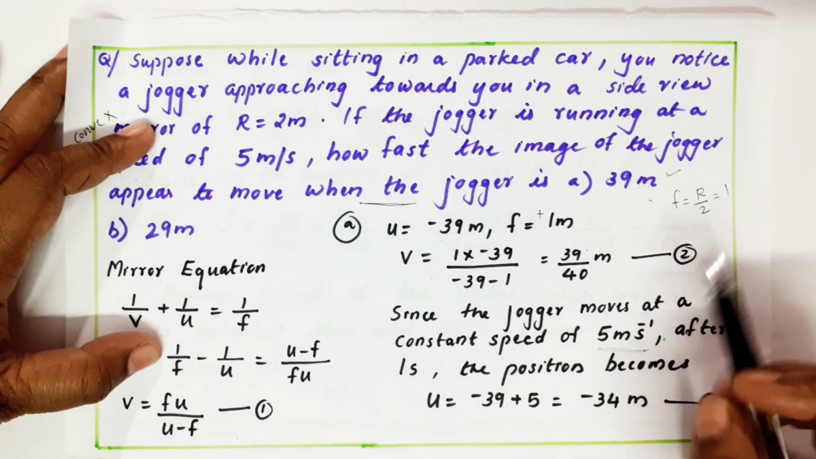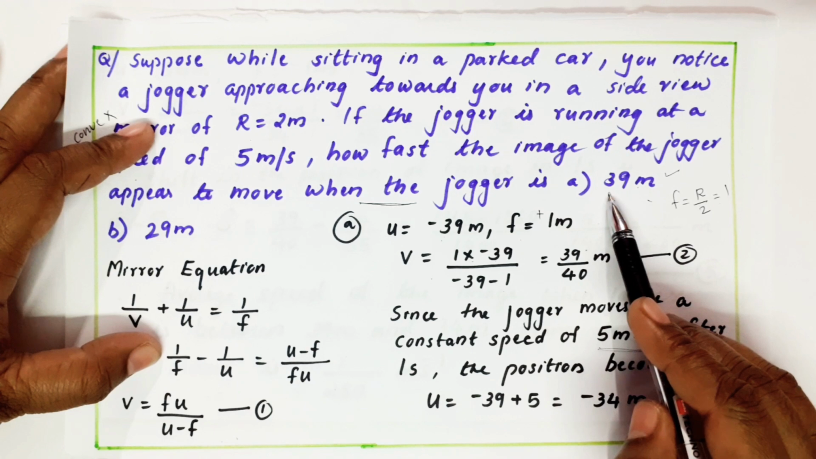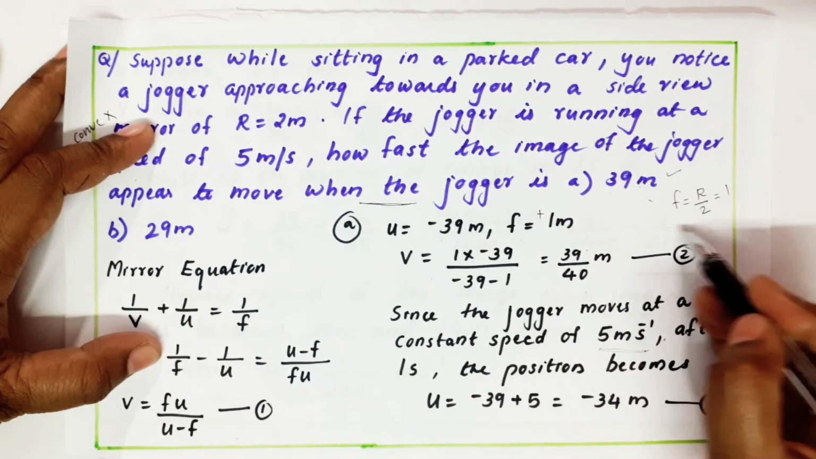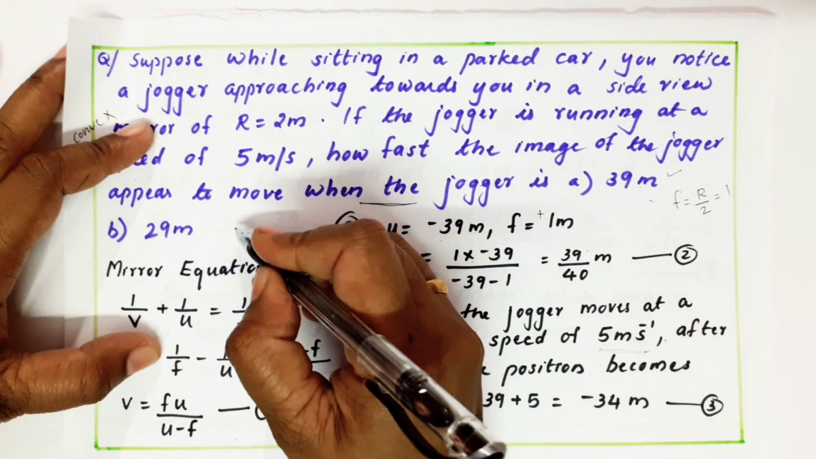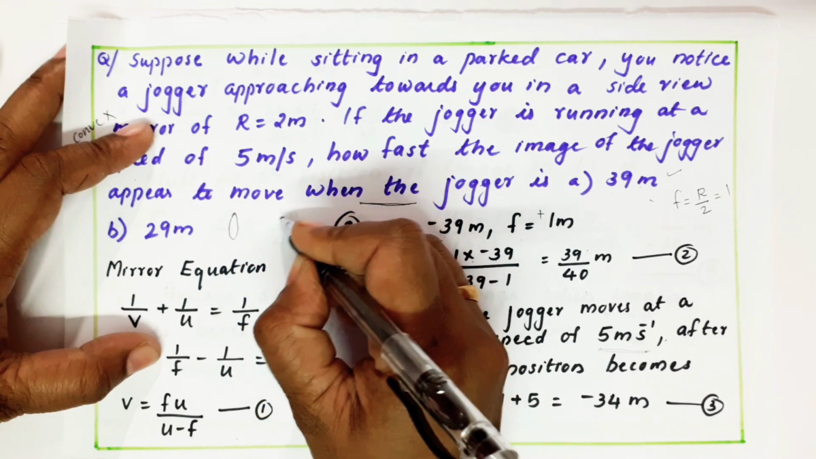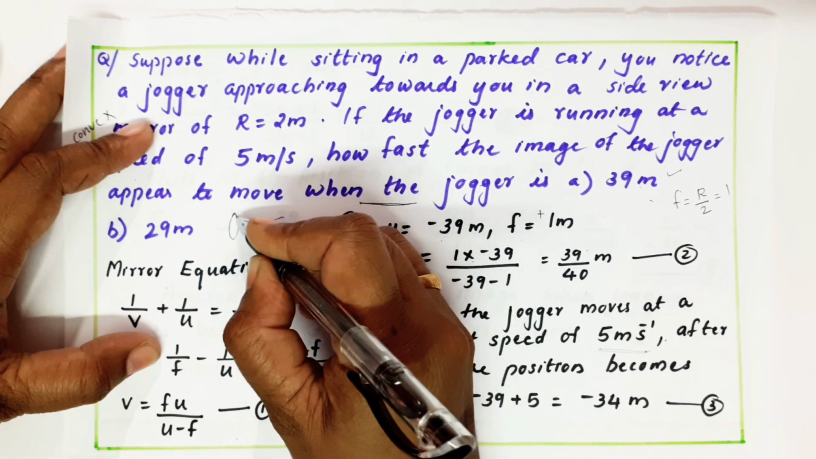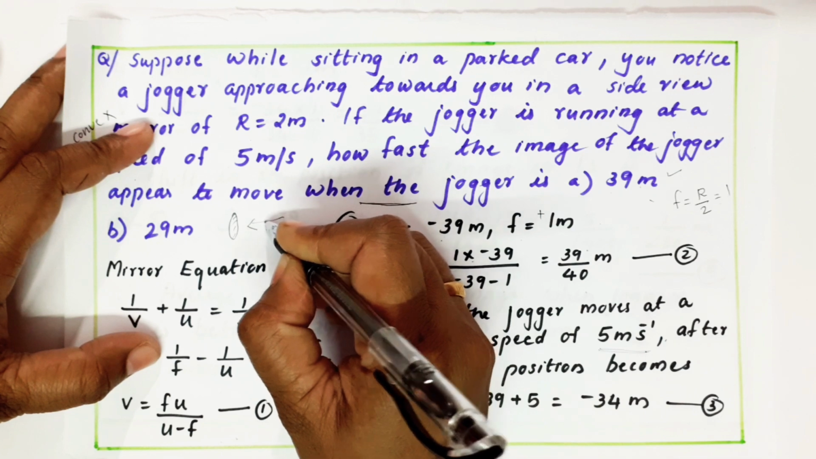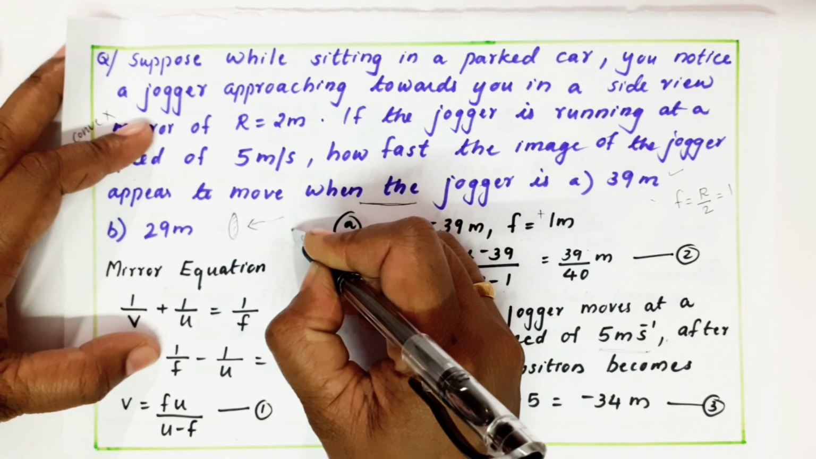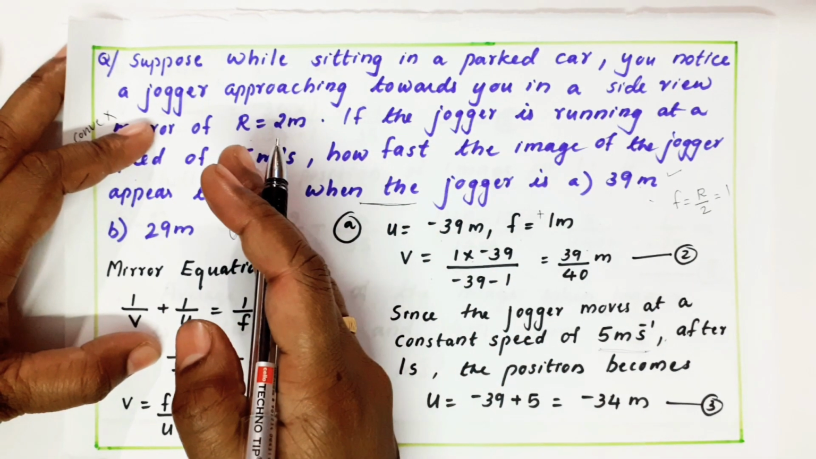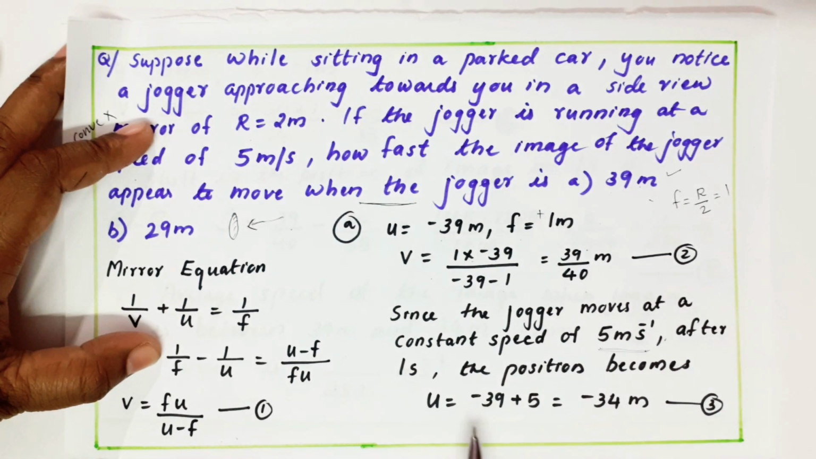So we are taking, now my distance is 39 meters. And in the question they told the jogger is approaching towards the mirror. So first it was 39, now it became a little more closer. How much closer will it be? Minus 39 plus 5. Why did I do plus 5?